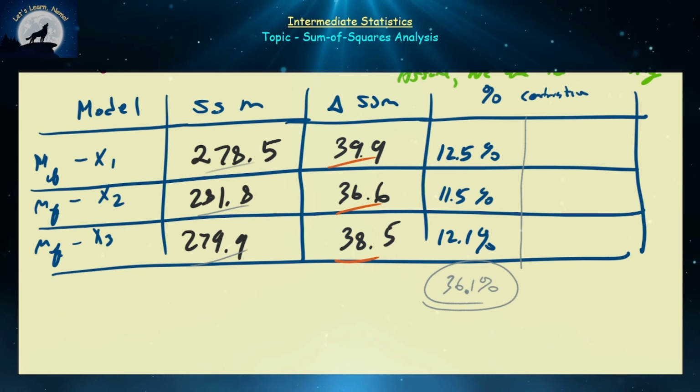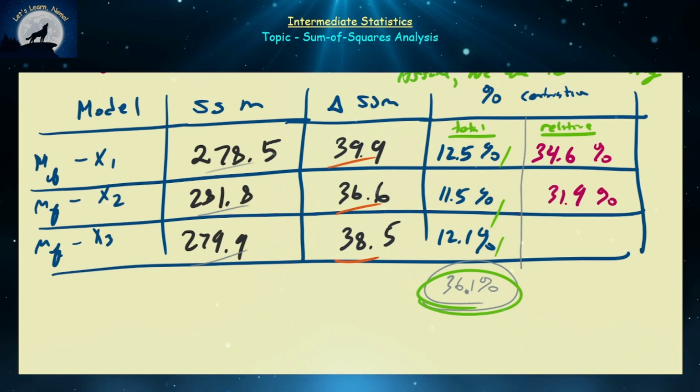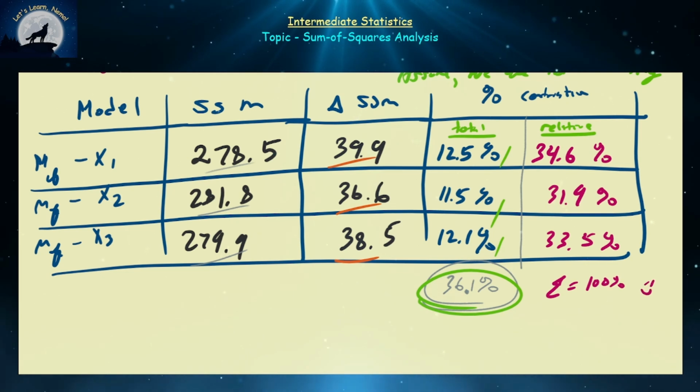So what we instead would do, so this is obviously our total contribution with respect to everyone. Usually we would only like to look at the relative contribution with respect to each other. So you take each of these values and divide them by our 36.1%. So you get a bunch of percentages that always add up to 100%. When you do that, you're going to have 34.6%, 31.9%, and then 33.5%. And obviously that's always going to total up to 100%.